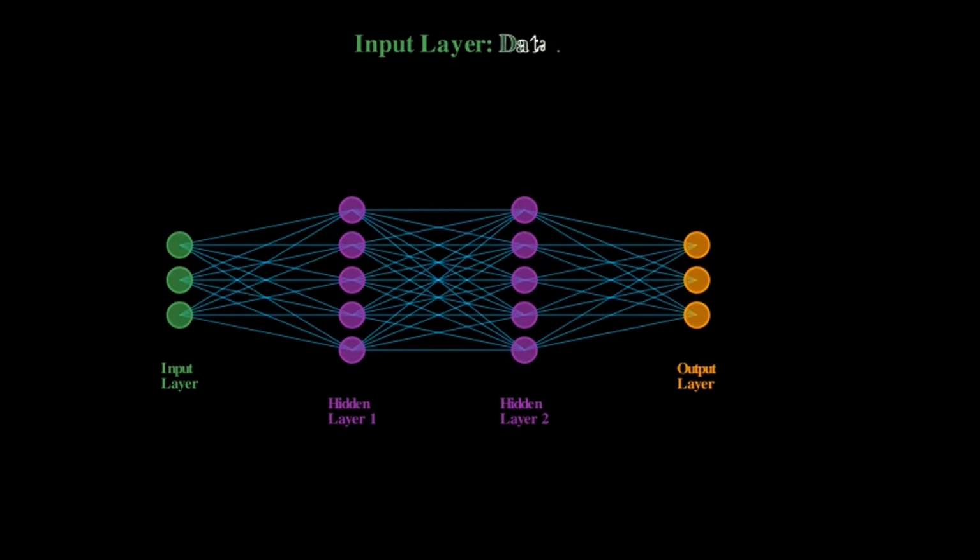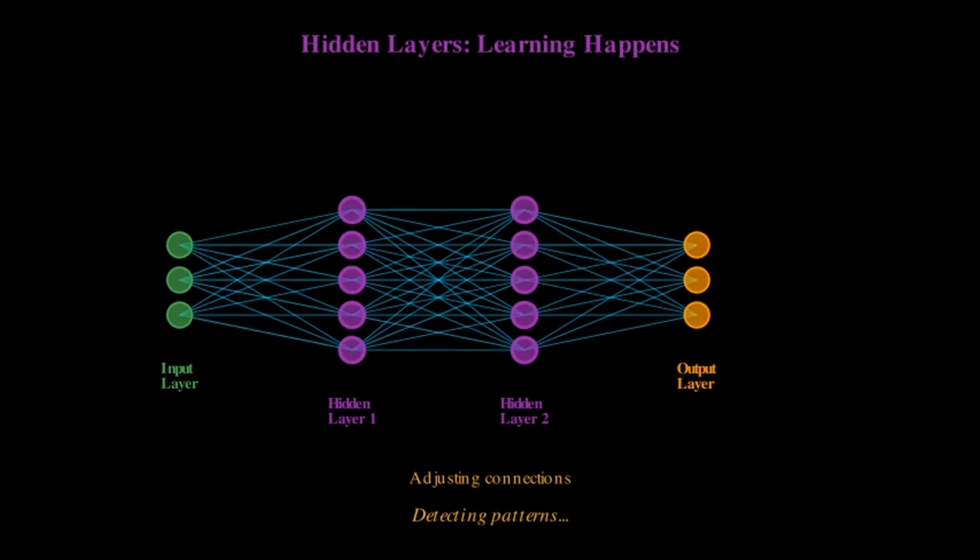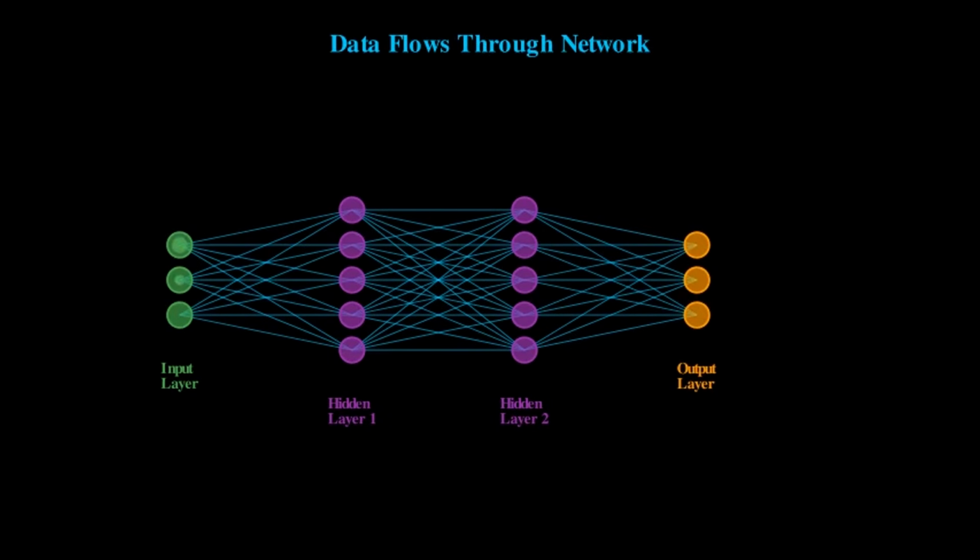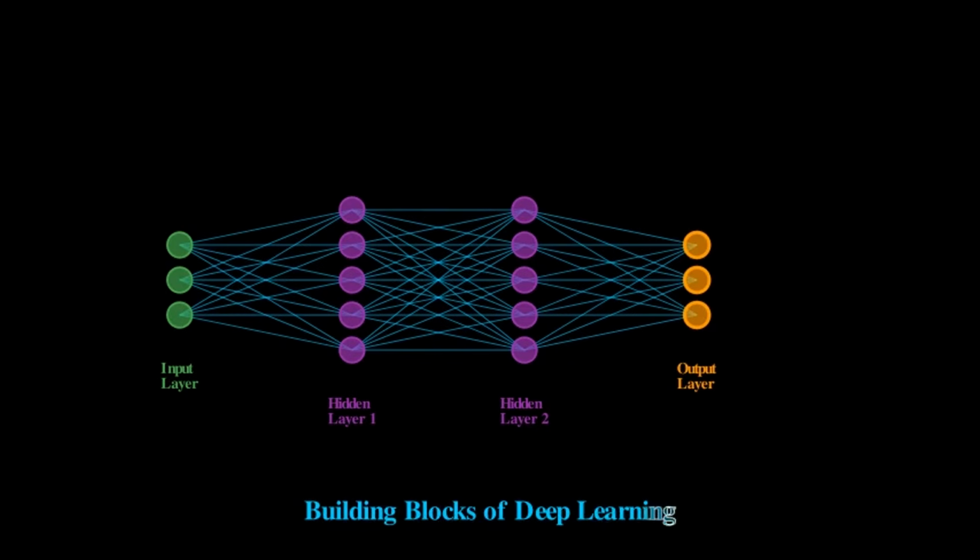The input layer is where the data enters the network. Each node in this layer represents one feature, such as age, income, or pixel value. The hidden layers are the layers in between, where the actual learning happens. Here, the network learns to detect patterns and relationships in the data by adjusting the connections between the nodes. Then lastly, the output layer. This is where the final prediction comes out.